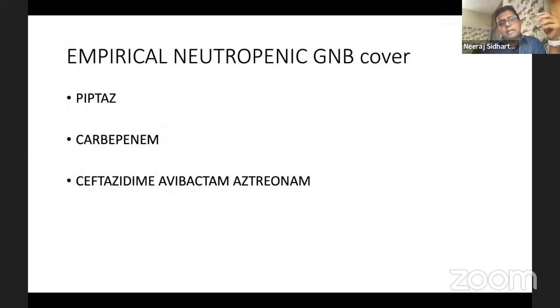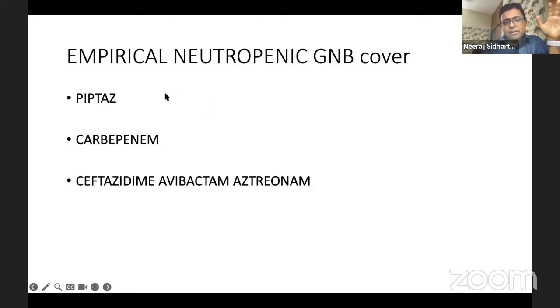So what do we generally use for empirical neutropenic gram-negative bacterial cover? So in our algorithm, for a patient who is having neutropenia with a count of around 500 or less than 500, and the patient is clinically stable, we would start with piperacillin-tazobactam.